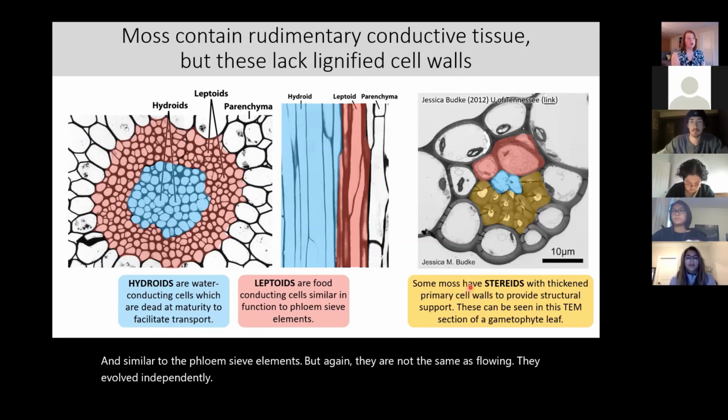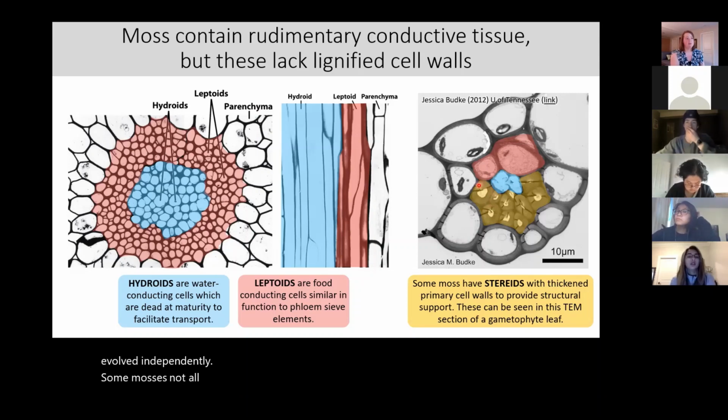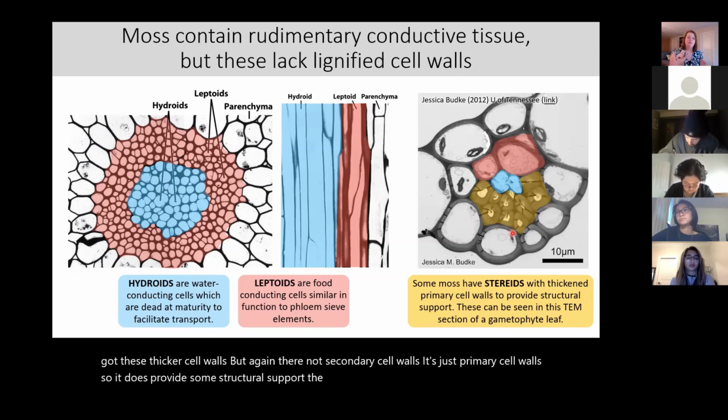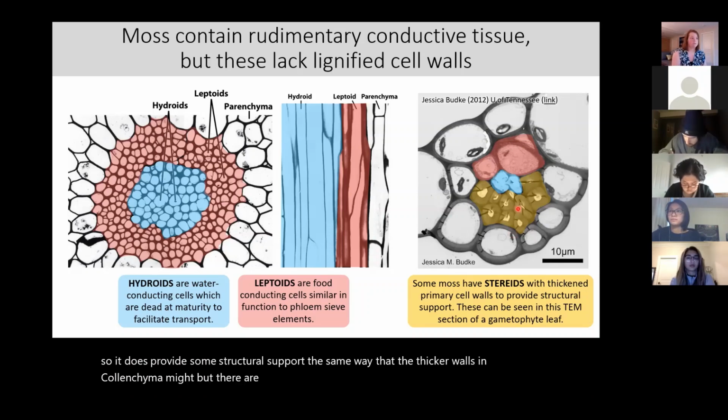Some mosses, not all, also have some supportive cells called stereids. And you can see they've got these thicker cell walls, but again, they're not secondary cell walls. It's just primary cell walls. So it does provide some structural support the same way that the thicker walls in collenchyma might, but they're not the same as fibers, for example.